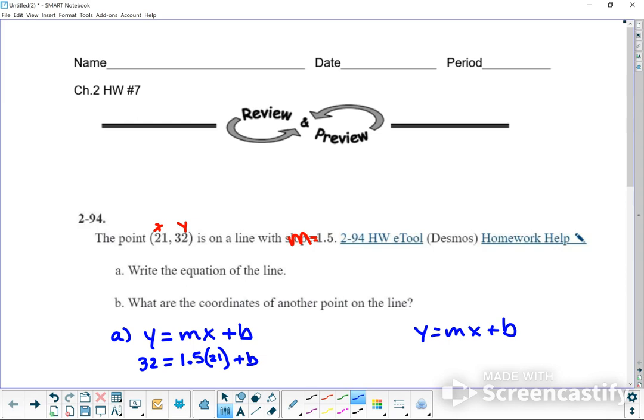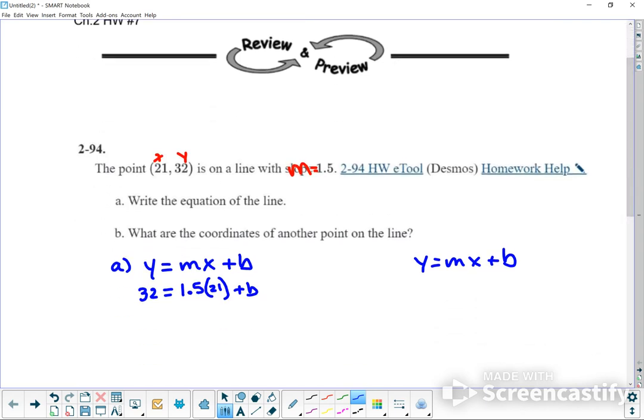So first we have to go 1.5 times 21. If you have a calculator, use it. If not, you can wait for me. Okay, that's going to be 31.5, 31 and a half. So 1.5 times 21 is 31.5 plus b equals 32. All right, so we're going to go ahead and try to finish off by subtracting 31.5.